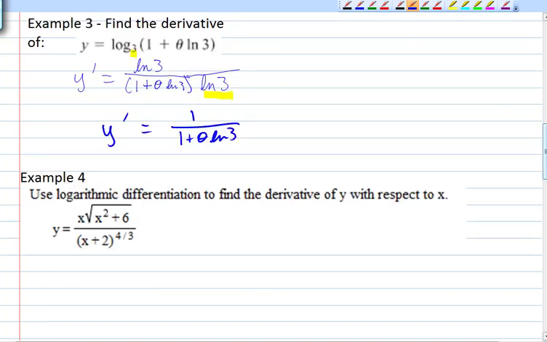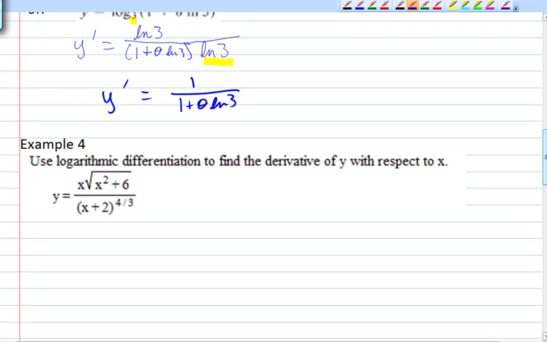It's just pattern recognition. Now, why do we care about taking derivatives of logs? Because this is a horrible function to try and take the derivative of. Not only do we have a product rule with a chain rule, with a quotient rule and a chain rule, it's just nasty. But I can use the properties of logs to rewrite this equation so that I have the natural log of y equals the natural log of x times (x squared plus 6) raised to the 1/2, divided by (x plus 2) raised to the 4/3.